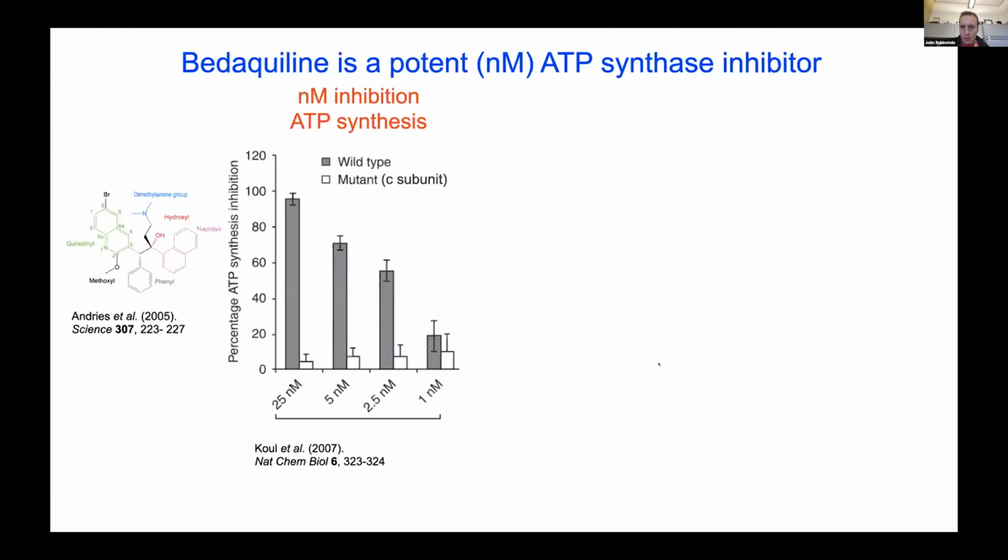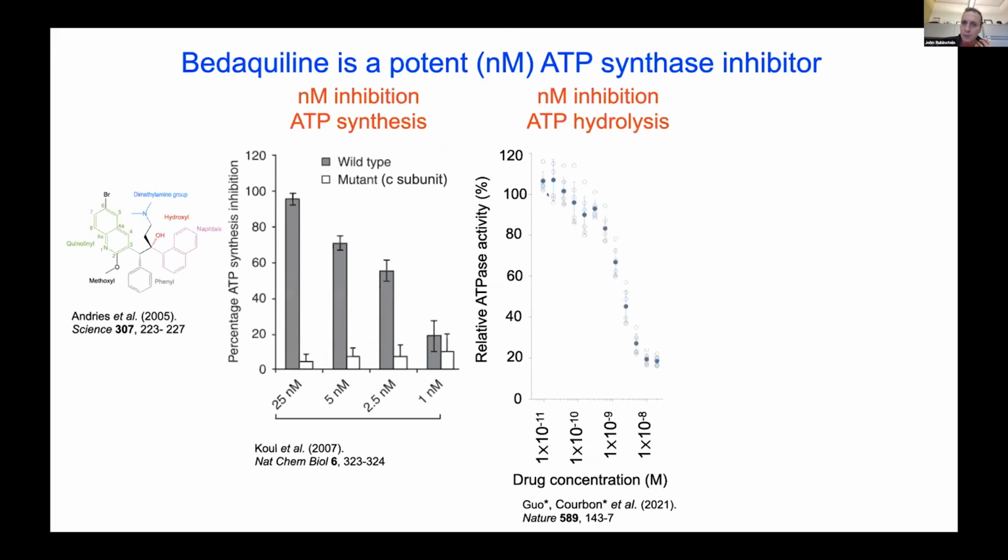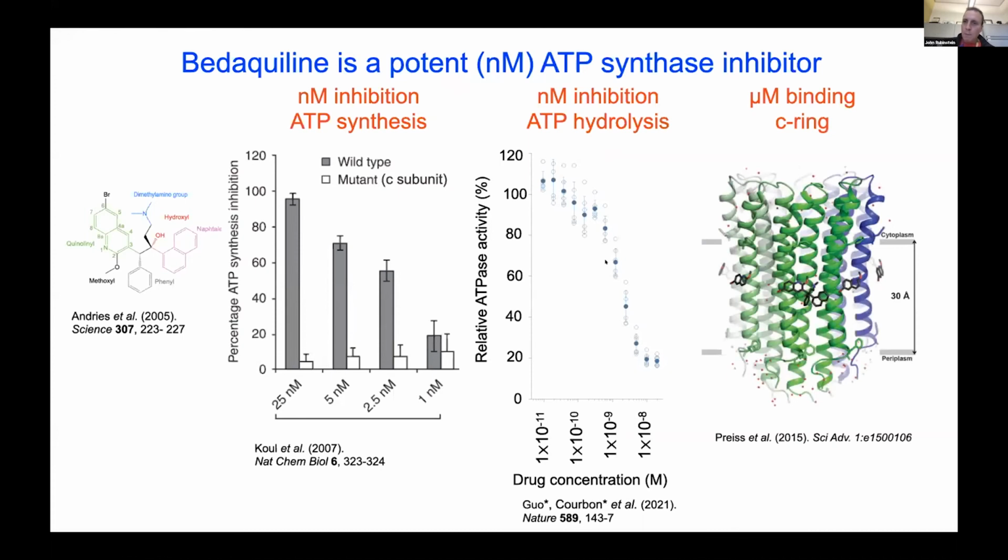The drug bedaquiline is known to inhibit ATP synthesis, and it's known to interact with the c subunit, that ring-forming subunit of the ATP synthase, and it inhibits ATP synthesis with nanomolar concentrations. In our new strain of mycobacterial ATP synthase, where we can actually see ATP hydrolysis activity, bedaquiline also inhibits ATP hydrolysis with nanomolar activity. But paradoxically, when people have measured the affinity of bedaquiline for the presumed target, the c subunit, it's only been measured at micromolar affinity.